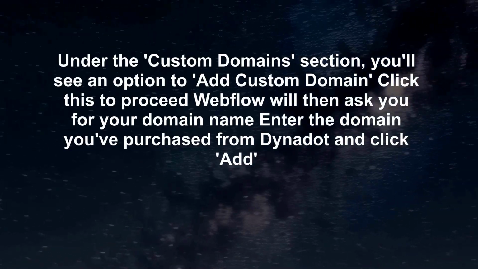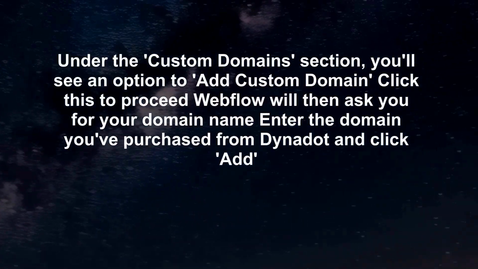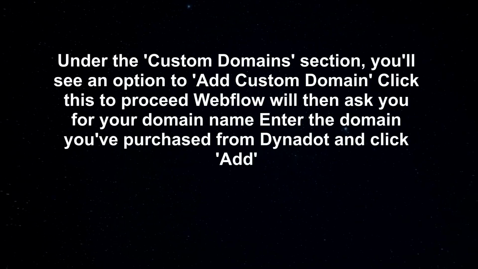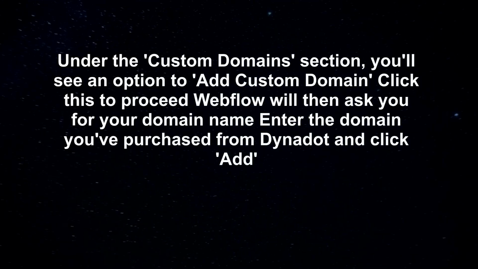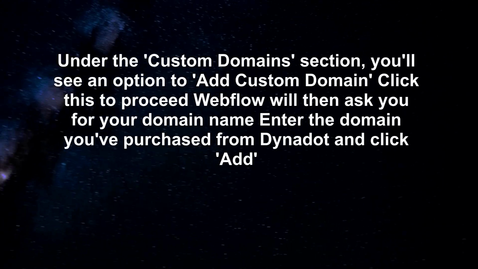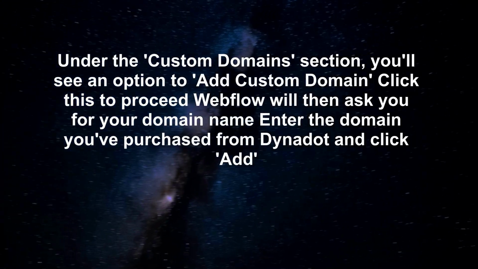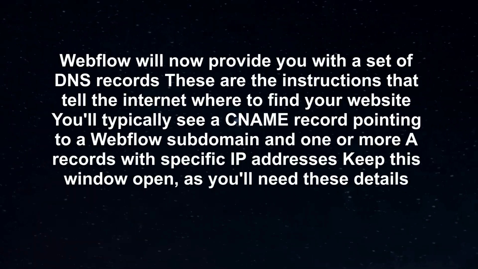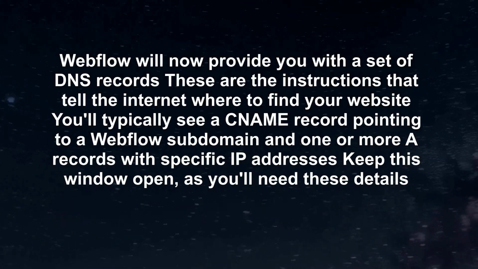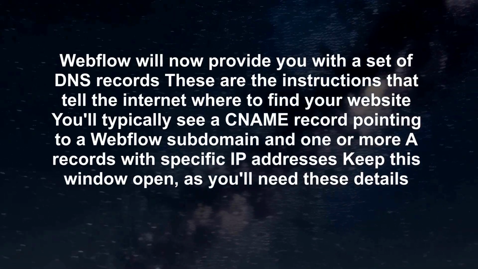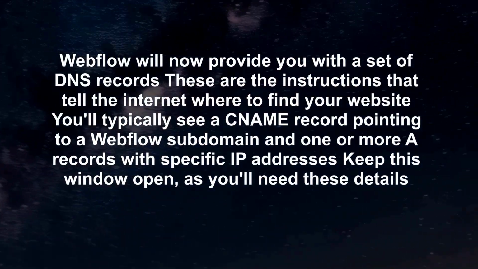Under the Custom Domain section, you'll see an option to add custom domain. Click this to proceed. Webflow will then ask you for your domain name. Enter the domain you've purchased from Dynadot and click Add. Webflow will now provide you with a set of DNS records. These are the instructions that tell the internet where to find your website.